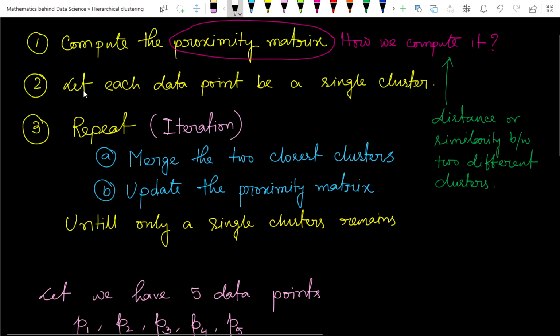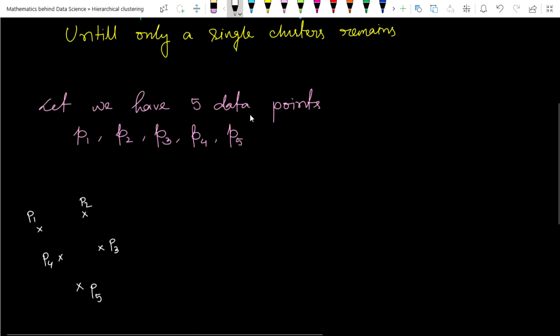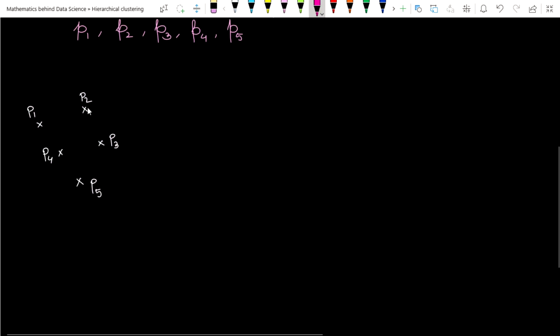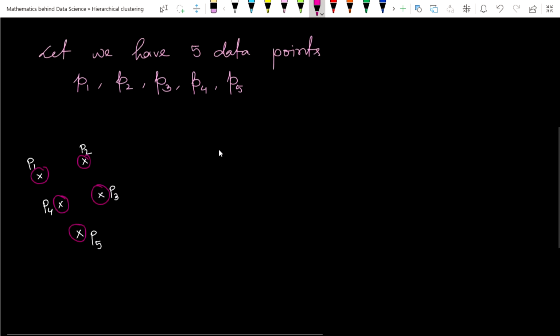In stage 2, we consider each data point to be a single cluster. So it is a single cluster, and this is a single cluster, and so on. In the initial stage we have initialized each as a single cluster. So now, treating each point as a cluster, we have to make the proximity matrix like that.